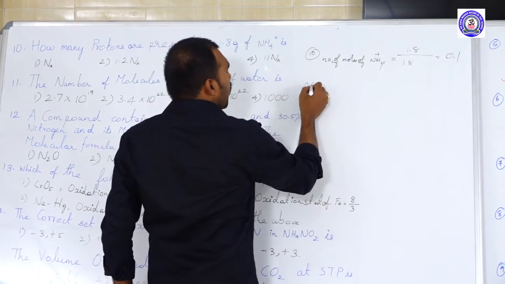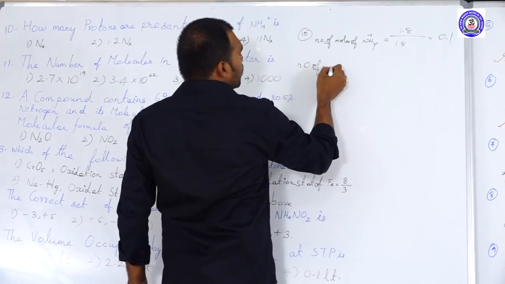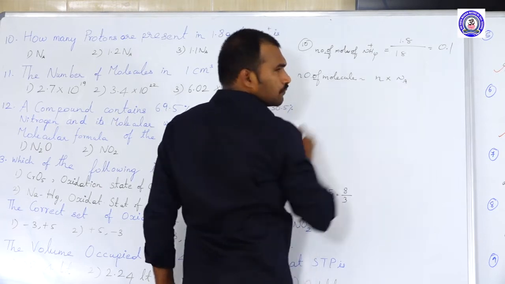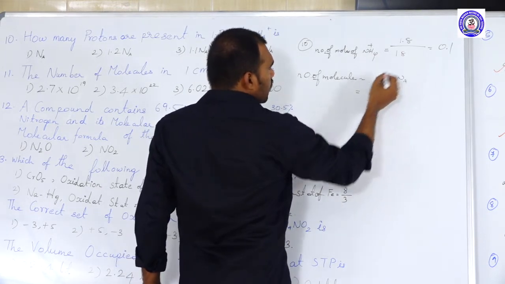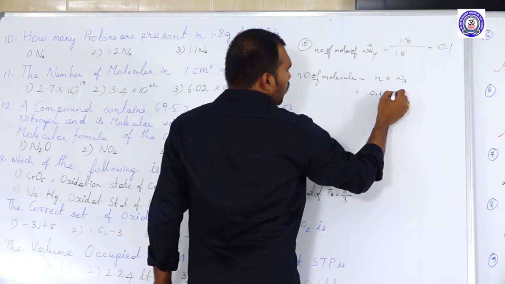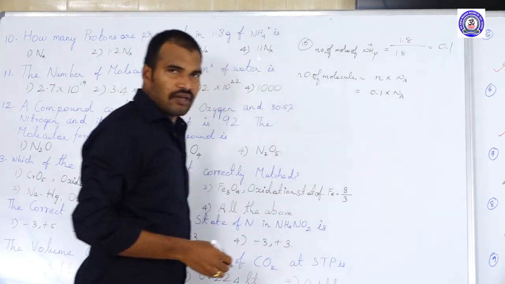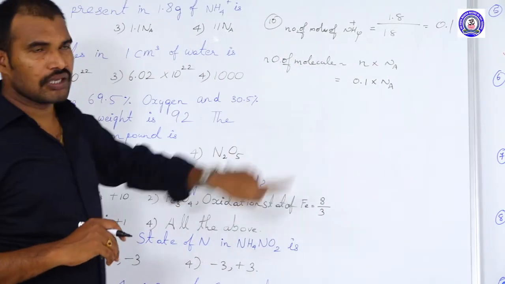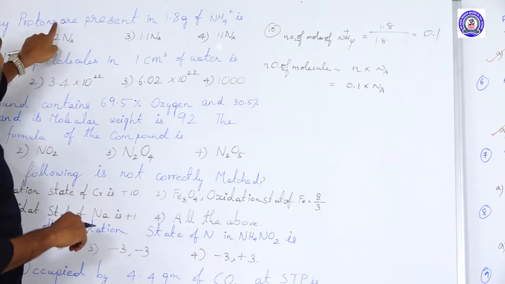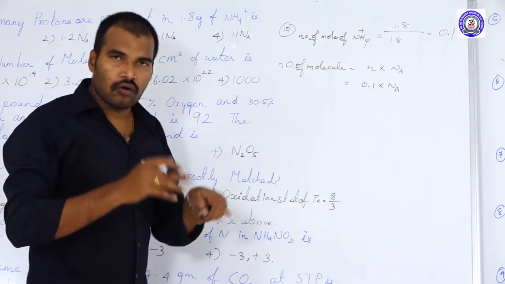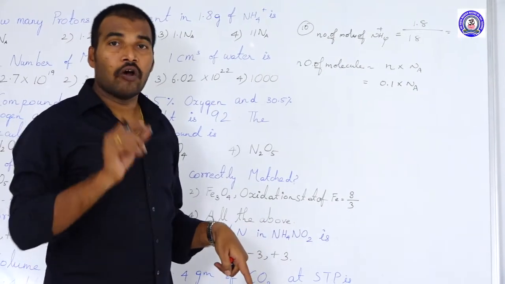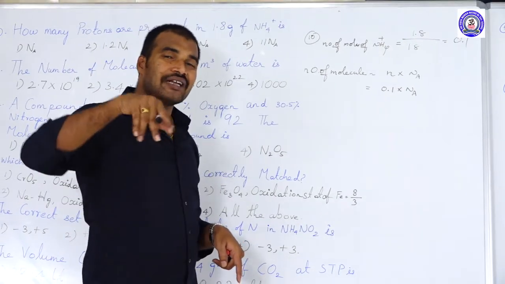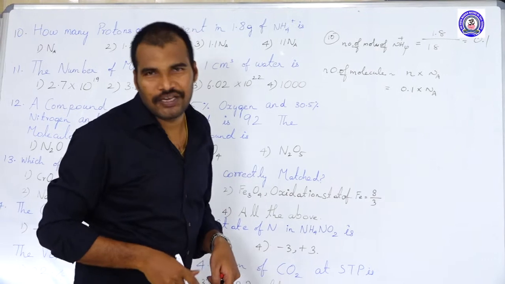Next, number of molecules of ammonium ion. Number of molecules formula, number of moles into Avogadro number. Okay, that is equal to, what is the number of moles? 0.1 into Avogadro number. 0.1 times of Avogadro number. This is the number of molecules, but he is not asking the number of molecules. What is the question? How many protons? Now, in each ammonium ion, how many protons are present? I told you, number of protons is always equal to its atomic number.